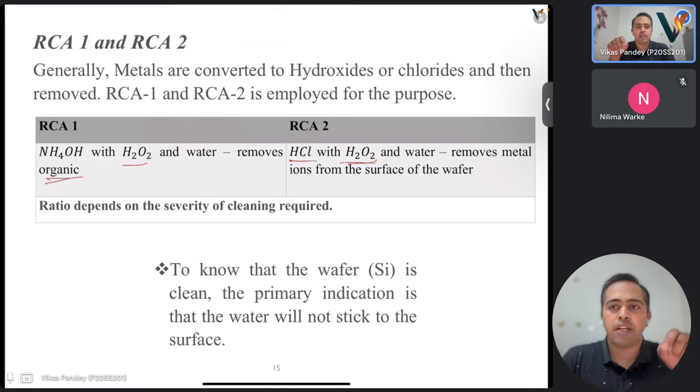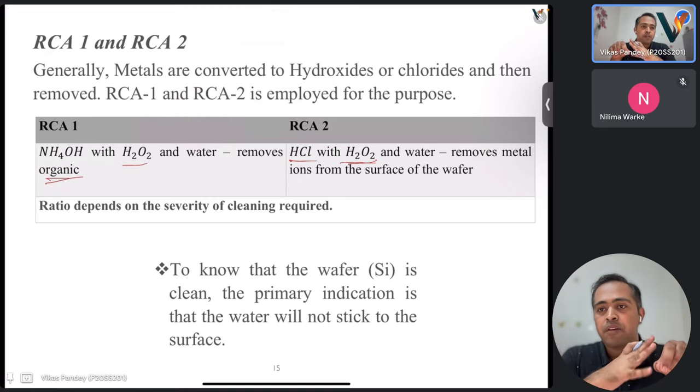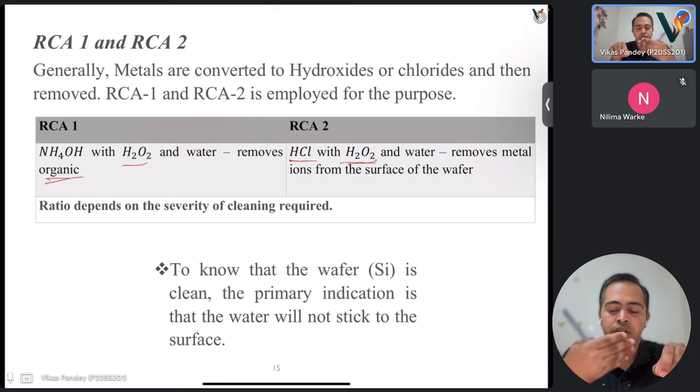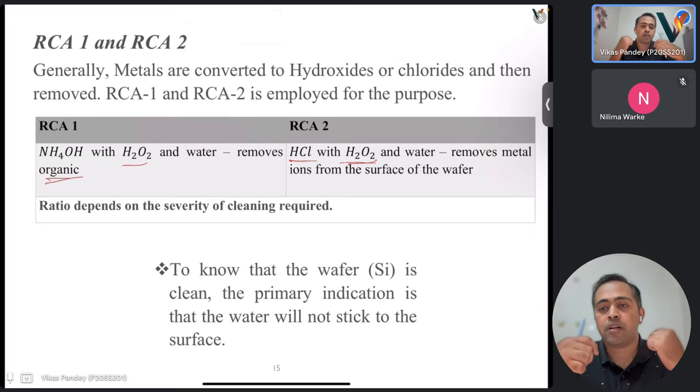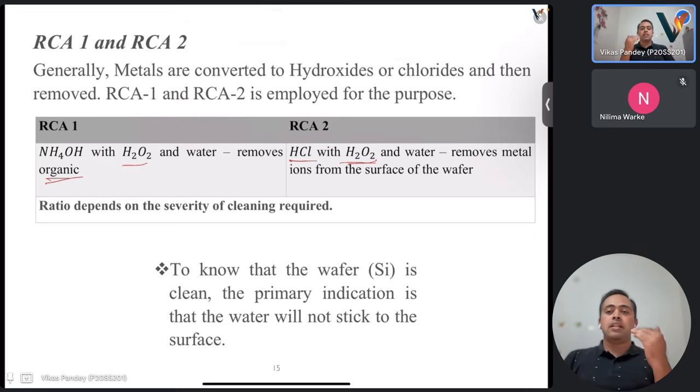If you take it out and nothing is on it, no water droplet, nothing, everything goes out. Why is this? Because in general, we have silicon dioxide. A thin layer of silicon dioxide forms on the surface of the wafer, and while cleaning, that layer gets removed. And silicon dioxide is hydrophilic and silicon is hydrophobic.